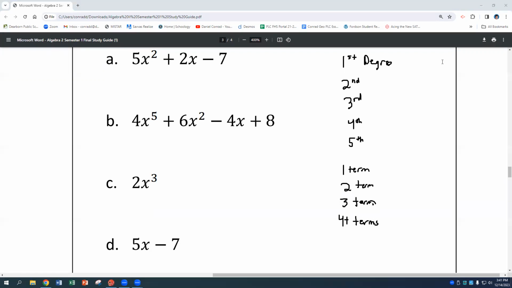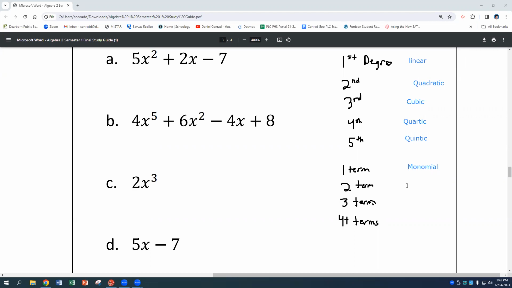Okay, if it is a first degree polynomial, we call that linear. If it's second degree, we call it a quadratic. If it's third degree, we call it cubic. If it's fourth degree, we call it quartic. If it's fifth degree, we call it quintic.